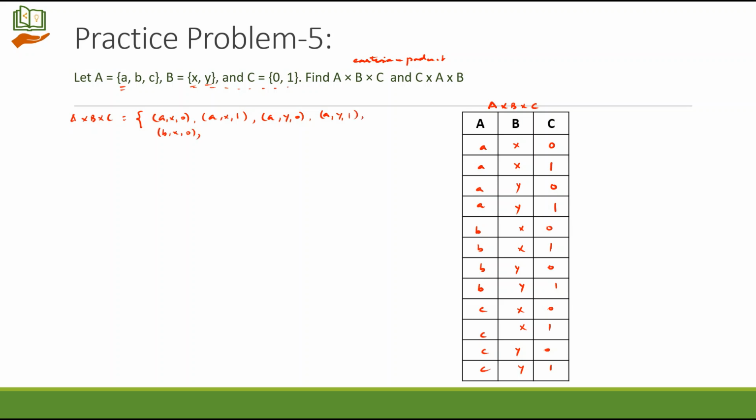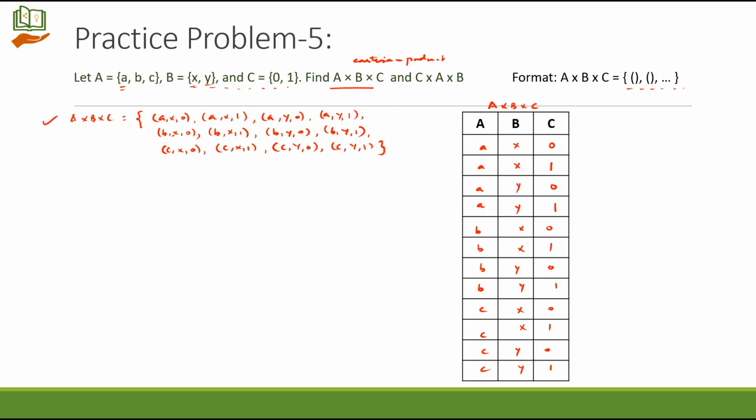We will write it for B: B comma X comma 0, B comma X comma 1, B comma Y comma 0, B comma Y comma 1. Then we have C, X 0, C, X 1, C, Y 0, C, Y 1. So this is A cross B cross C. We have to present it in this format. That is what we have done here.